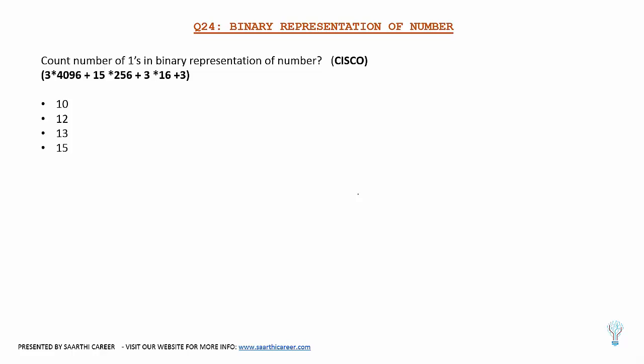You need to look and identify patterns. If you look closely, you might find a pattern wherein every number here is multiplied by powers of 2. So this is 2 to the power 12, this is 2 to the power 8, 4 and 2 to the power 0. So let's go ahead and rewrite this expression, which is 3 into 2 to the power 12 plus 15 into 2 to the power 8 plus 3 into 2 to the power 4 and plus 3 into 2 to the power 0.